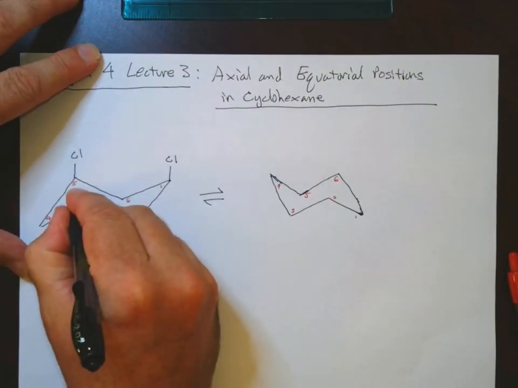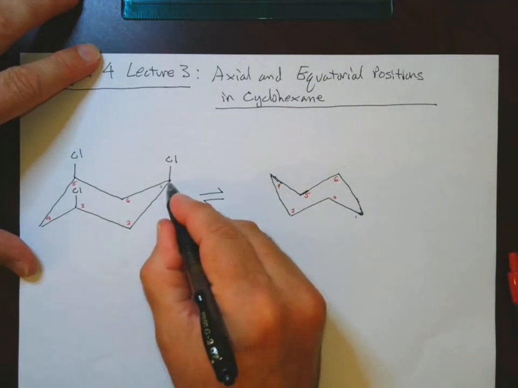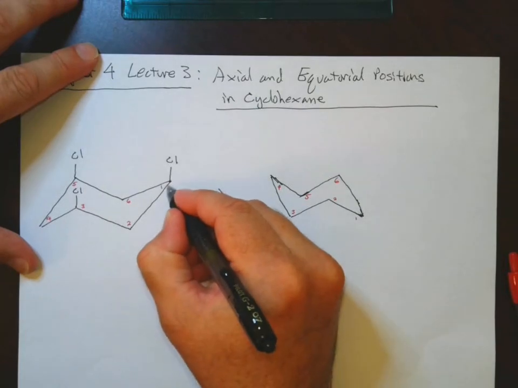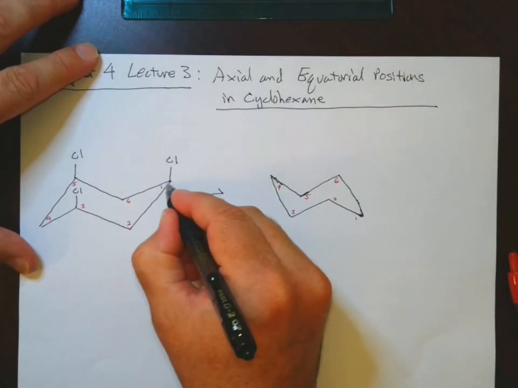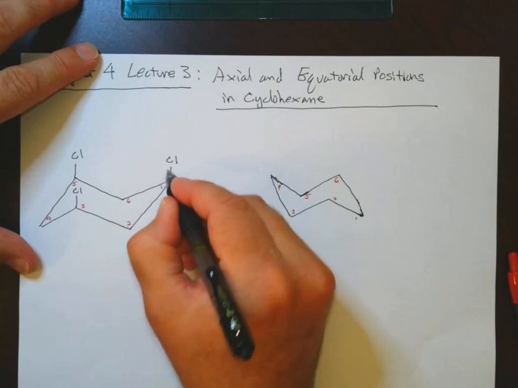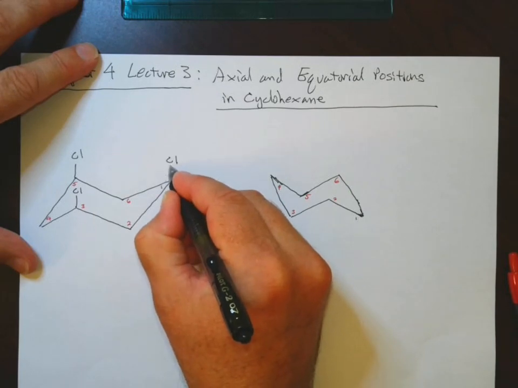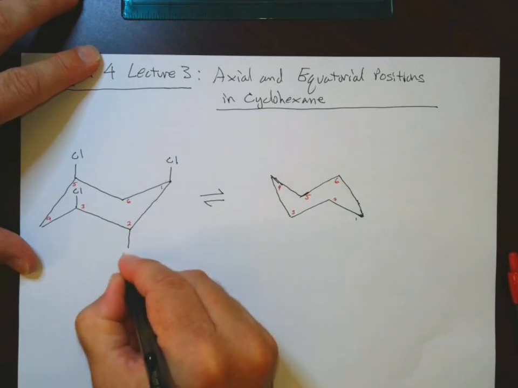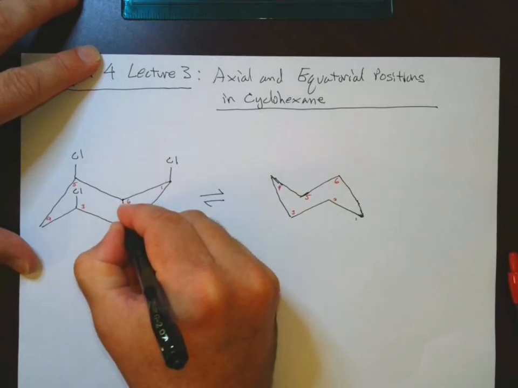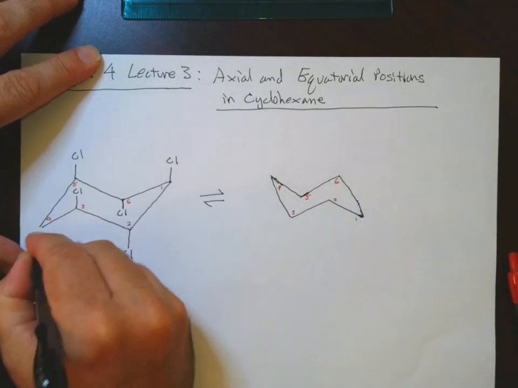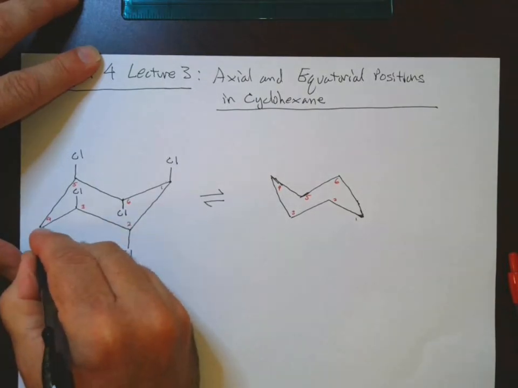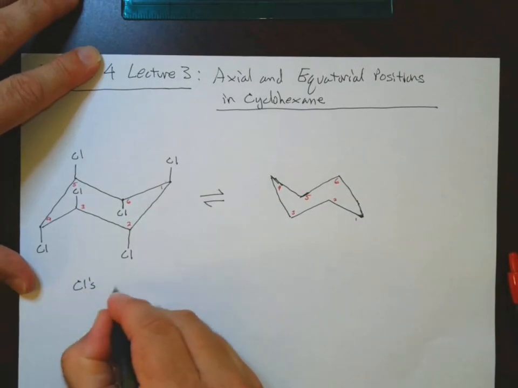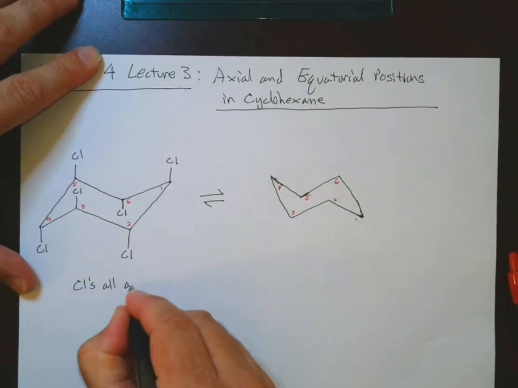Now to draw the axial positions, what you do is you look for where the corner is on your chair conformation and see which way it's pointing. So this corner is pointing up. It's pointing at an angle, but you want to draw the bond straight up. This corner is pointing down, so we will draw the bond straight down. Same as there, and same as there. So our chlorines are all axial.